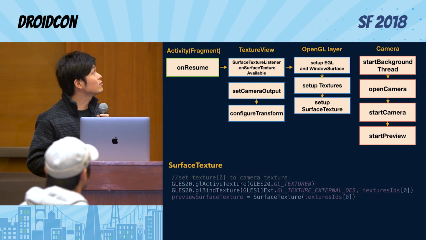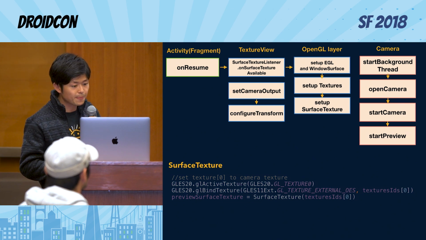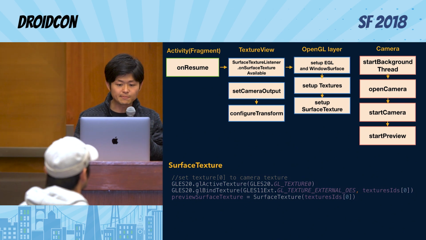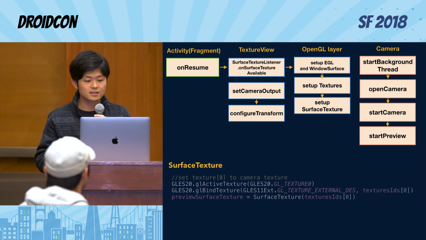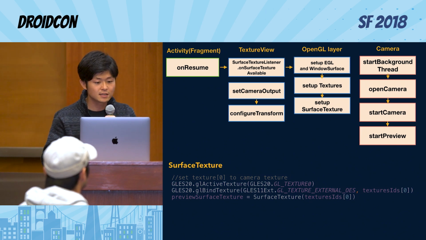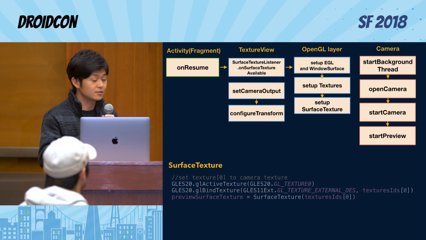The next step is to set up the surface texture. As I explained, we need to use the surface texture to render it, but OpenGL has its own texture, so we need to wrap the render and then pass it to the camera.